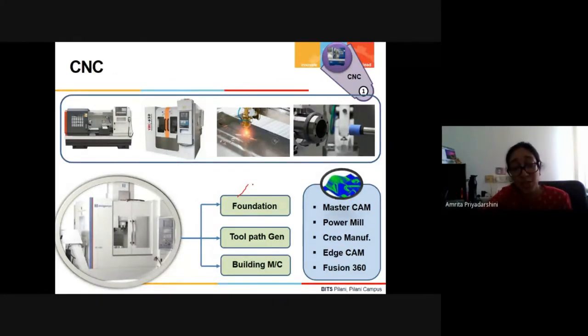What are the various basic components? What are the various fixtures? What are the different motions involved? So first we need to understand that. And for this, what we require is a part program.